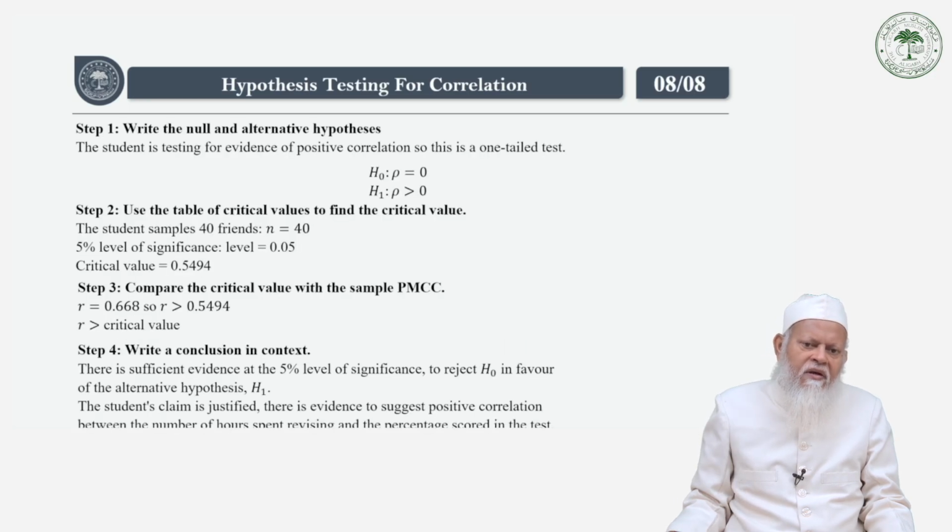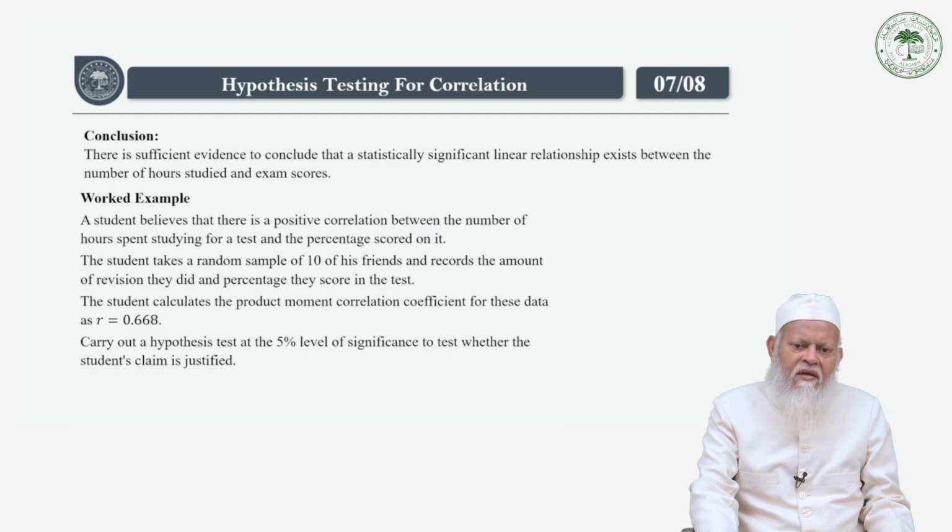Then what we do? We write the hypothesis. The student is testing for the evidence of positive correlation. So this is a one-tailed test. Okay. So the null hypothesis is that there is no relation between these two variables, whereas the alternative hypothesis is that the more time is given in the studies, the more chances of success or higher percentage.